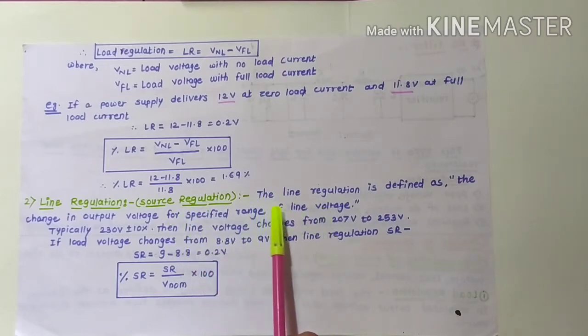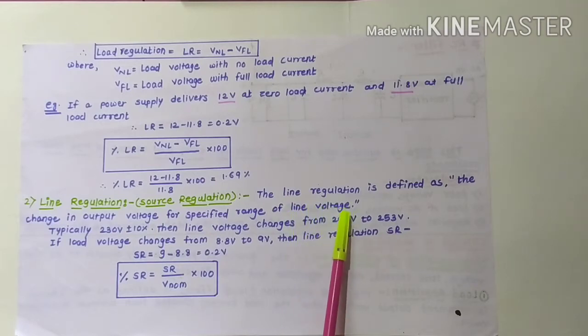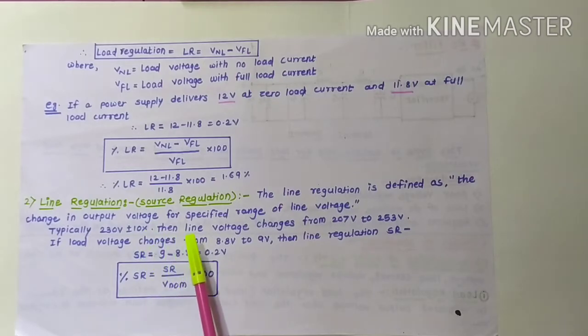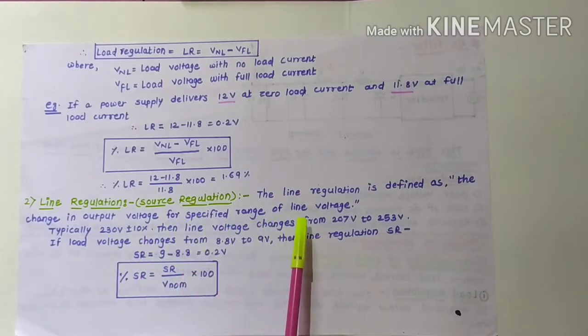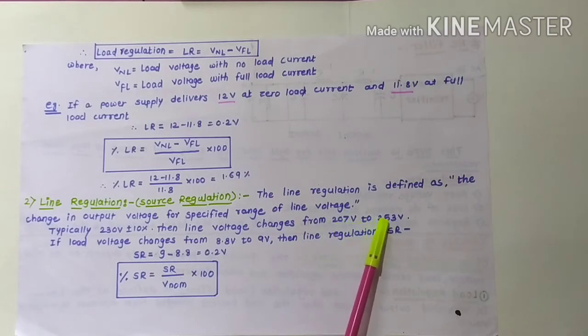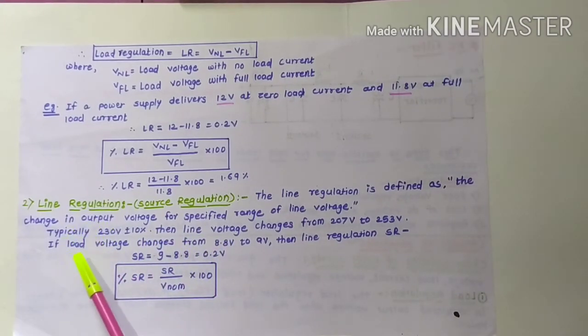Now, what is meant by specified range of line voltage? Typically, 230 volt plus minus 10%. This is the range of line voltage. Line means input voltage. Then the line voltage changes from 207 to 253 volt. If load voltage changes from 8.8 volt to 9 volt, then that is the source regulation.